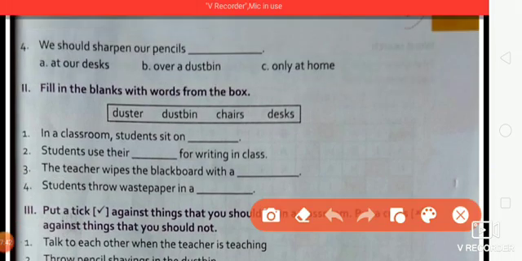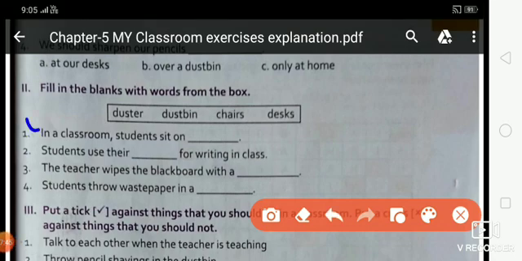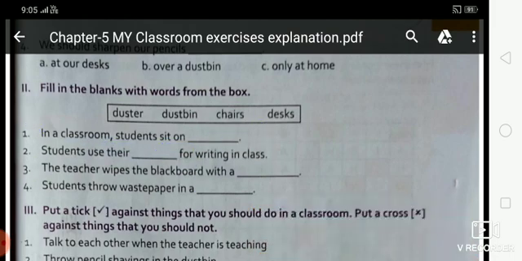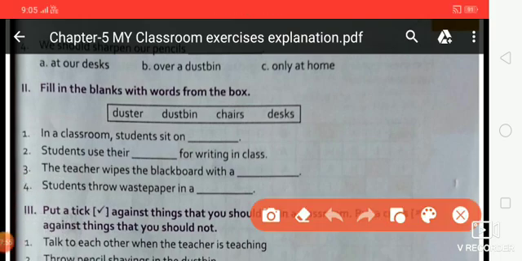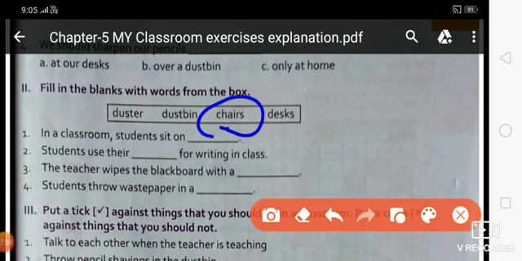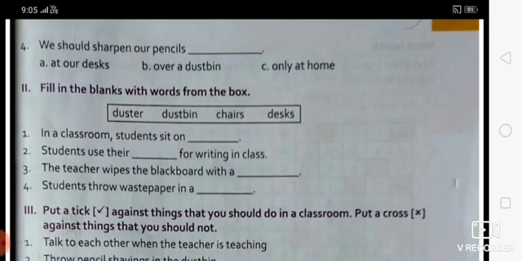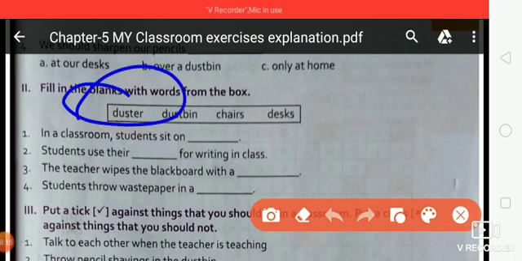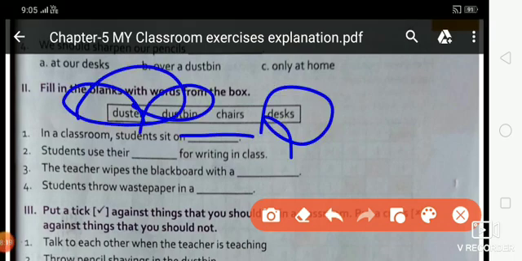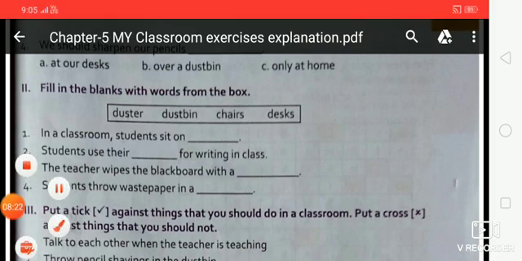The first sentence in exercise 2 is, in a classroom students sit on dash. So students, in a classroom, where do the students sit? Students sit on the chairs. Because you all go to school, you all join your classroom. You are all aware that every student sits on his chair in the classroom. We do not sit on a duster or dustbin or desk, so we sit on our chairs. Is that clear? So chair is the correct answer.